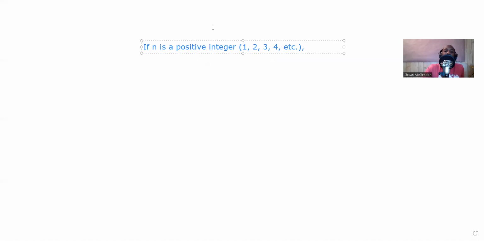So if n is a positive integer, then x to the n power is x times x times x, and this is n times. So if n is some positive integer and x is being raised to the n exponent, or n power, then x to the n is equal to x times x times x, and so on and so forth, with x being listed n times, multiplied times itself. Okay, that's really just a formal restatement of what we just talked about.